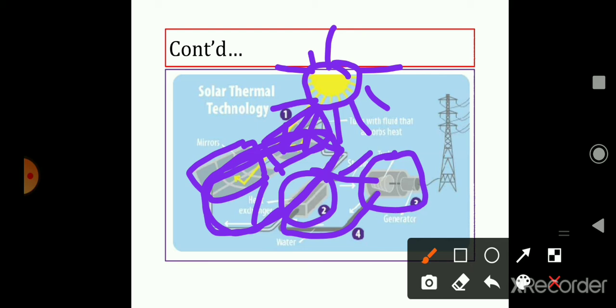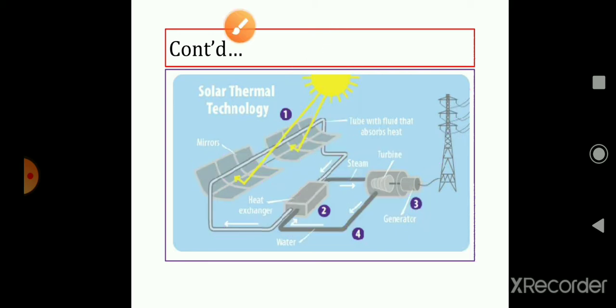Then automatically the turbine starts rotating. The turbine is coupled to the generator, which generates the electrical energy. So this is the way we convert solar radiation into electrical energy. This is the one method.